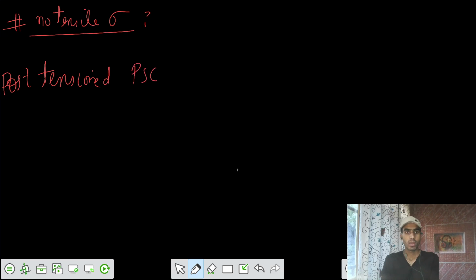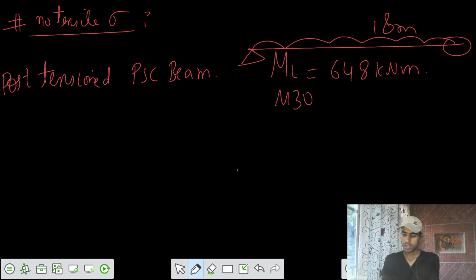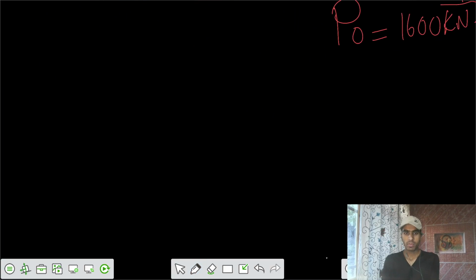A pre-stressed concrete beam, PSC beam, is there, and the beam is 18 meters. This is your 18-meter beam, and I would say there's live load also. Because of the live load, the moment is 648 kilonewton meter, and because there is M30 concrete, there is 15% loss of the pre-stress. And there is one more thing, the initial pre-stress force at the transfer stage, that is 1600 kilonewton. And let's have the cross section of the beam.